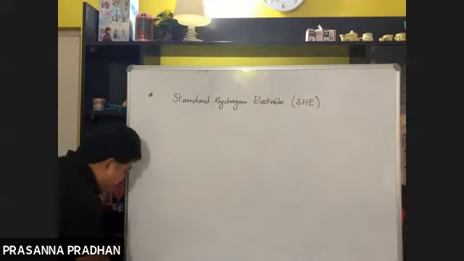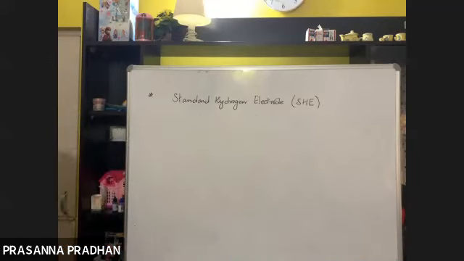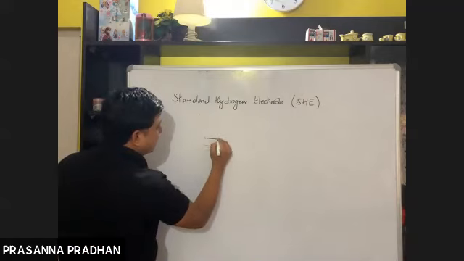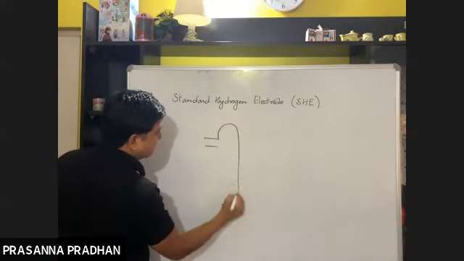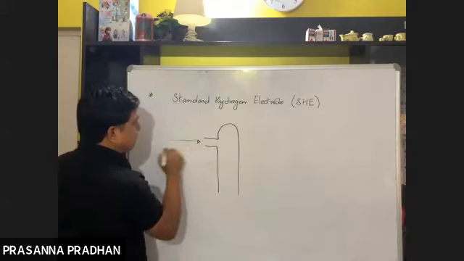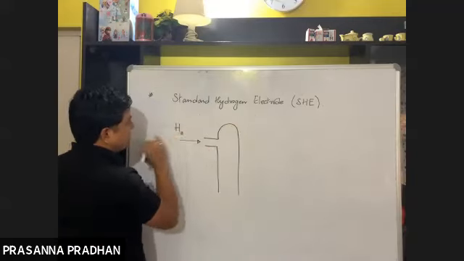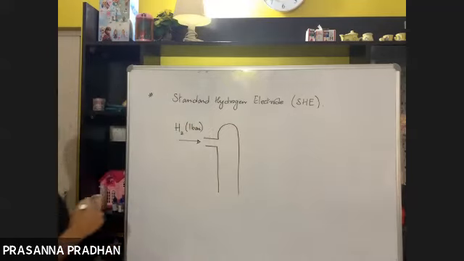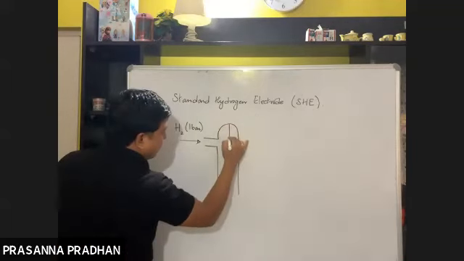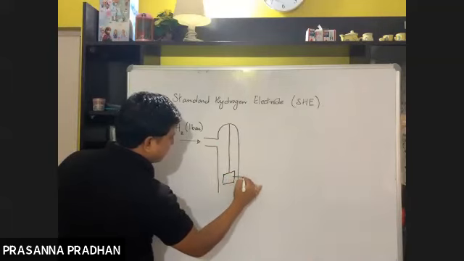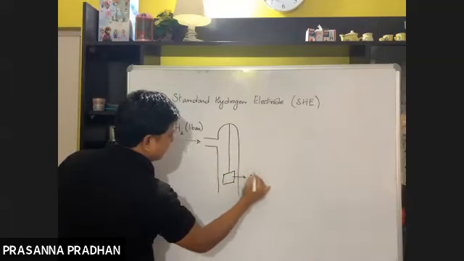So what does a standard hydrogen electrode look like? The diagram is really simple. It looks somewhat like this. There is an inlet from which hydrogen gas is bubbled at the pressure of 1 bar. And we have a platinum electrode out here. The electrode is made up of platinum.